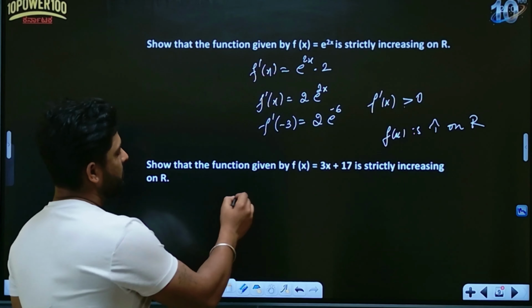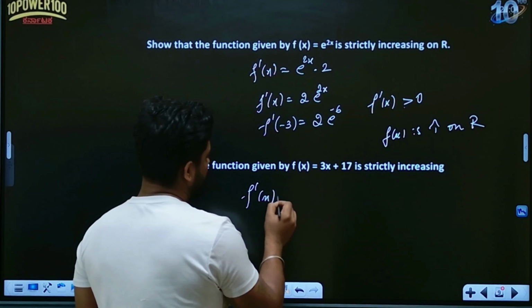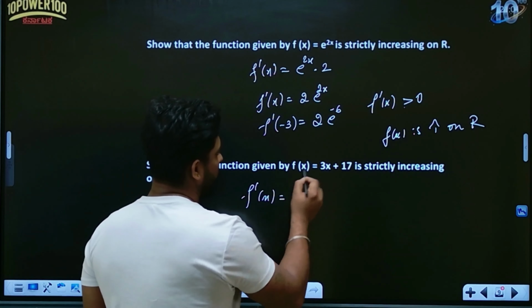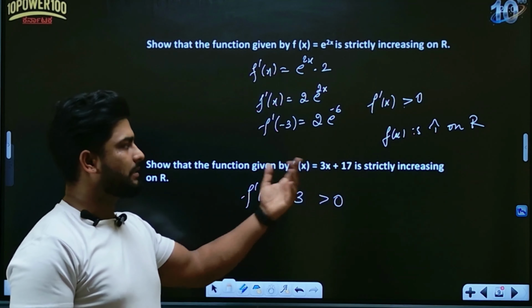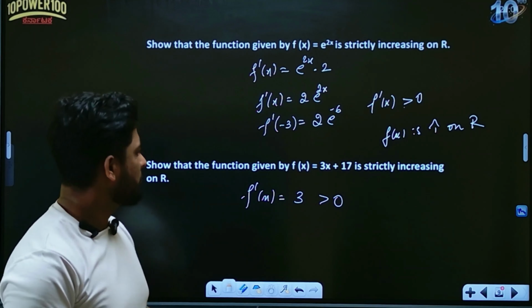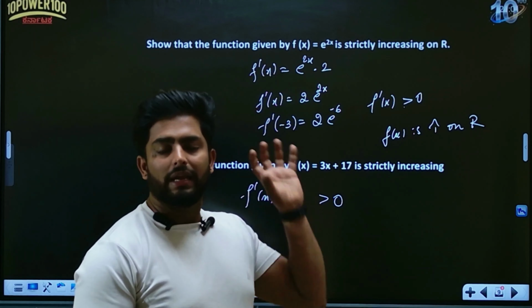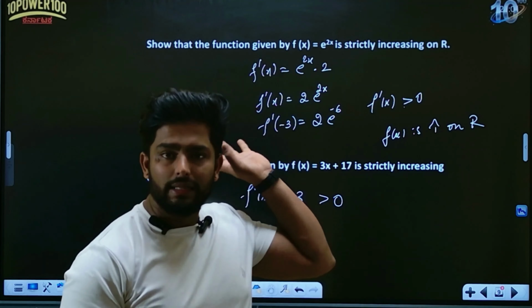Once again, f dash of x is equal to 3. So this is greater than 0, that means it is positive. If it is positive, what we can say is it is strictly increasing. Correct. So write the conclusion. Whatever you have learned, you just have to apply it.